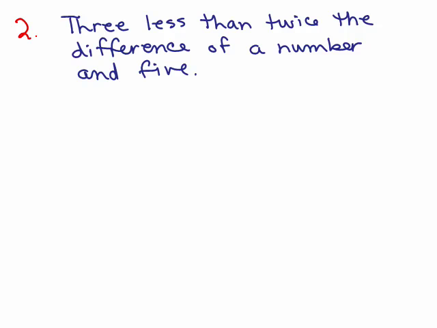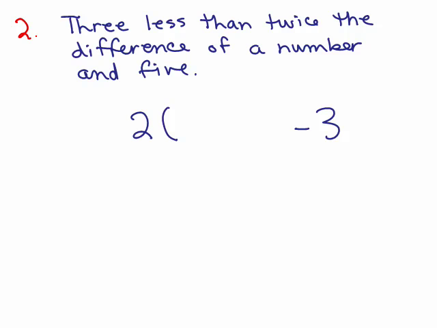3 less than twice the difference of a number and 5. All right, so we're taking 3 less than something. That tells us take away 3 from something. So we know at the end we're going to end up taking away 3 from something. What are we taking it away from? Twice the difference of a number and 5. All right, so we're doing twice. That means 2 times something, right? But it's twice the difference.